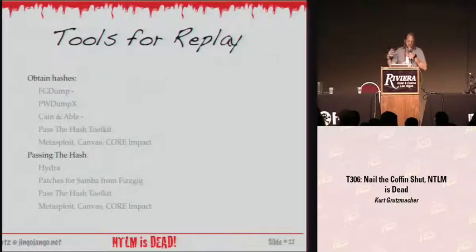The ways you get hashes: FGDump, PWDump, Cain and Abel, pass the hash toolkit, Metasploit, Canvas, Core, there's a whole bunch of them. And passing the hash, well, you can find anything that does SMB as a tool and modify it for pass the hash. I did a quick modification in Metasploit and had pass the hash within 5 minutes. Canvas and Core Impact have had that for a while too. You can create any tool that you have the source for, and Fizzgig's had a ton of these things for Samba. I've got one for NTLM APS as a proxy server for NTLM web applications. So hash, clear text, same thing.